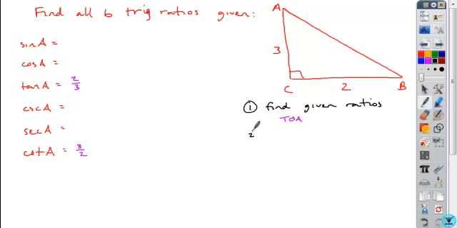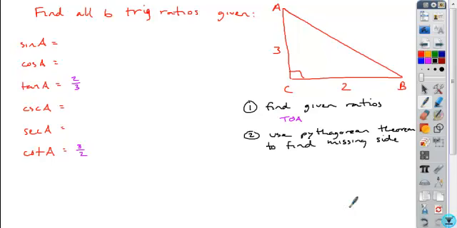The second step, once you find that information, what you're then going to do is use Pythagorean theorem. All right, so in order to find this missing side, we have the sum of the squares of the two legs is equal to the square of the hypotenuse, and we solve for that. So 4 plus 9 gives us 13. So C itself is going to be the square root of 13. Okay, once we find that missing side, your final step here then will be to find all the remaining trig ratios.